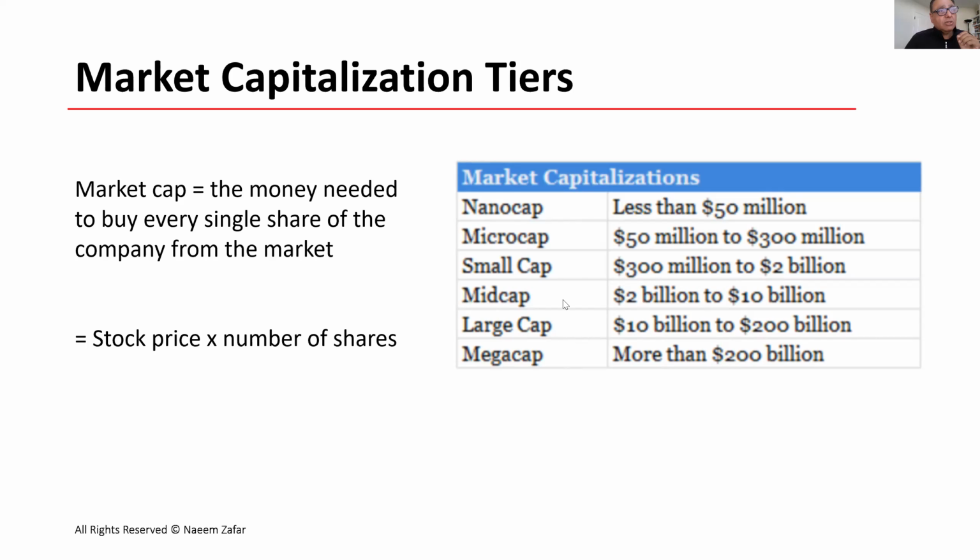Companies which are considered to have $10 billion to 200 billion are called large cap. Most companies like Chevron, General Motors, Ford will fall in that category of large cap. Small cap is 300 million to 2 billion. And of course, there are micro caps and nano caps. Normally, these are much more volatile, much more risky companies, but they do exist.